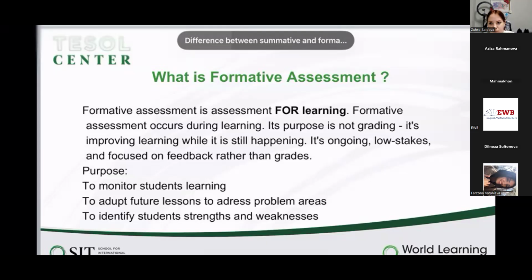And its purpose is to monitor students' learning, to adapt future lessons, to address problem areas, and to identify students' strengths and weaknesses. So if we look at the previous situation, if the teacher used one kind of formative assessment, she could have avoided the failure of the whole classroom during the test.